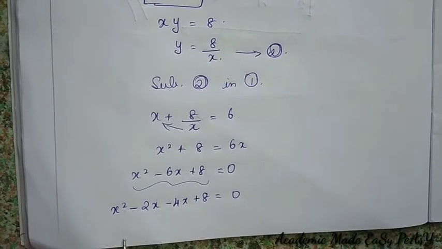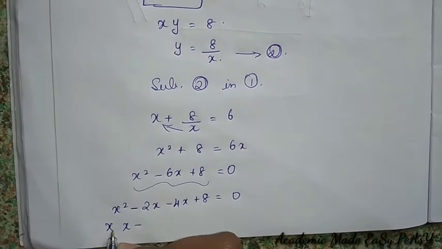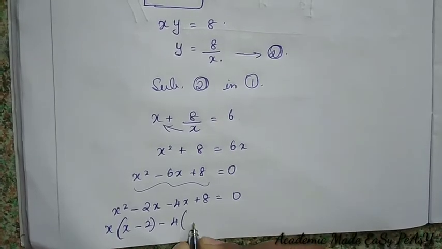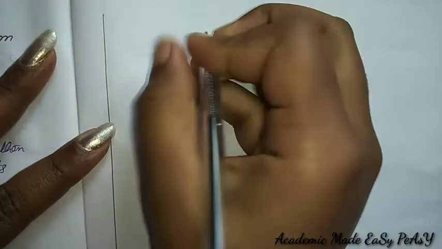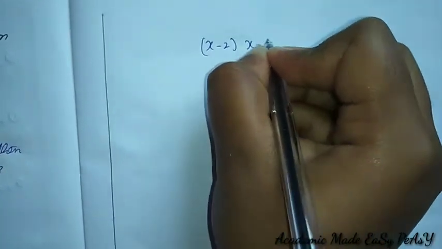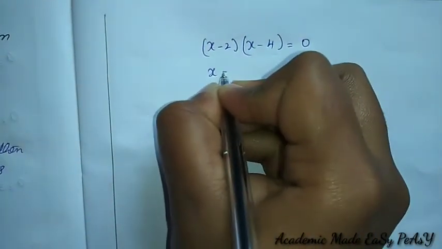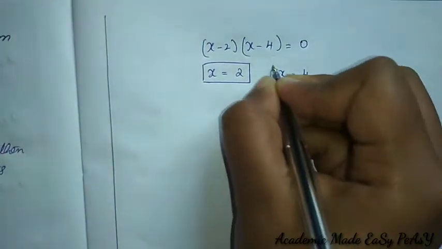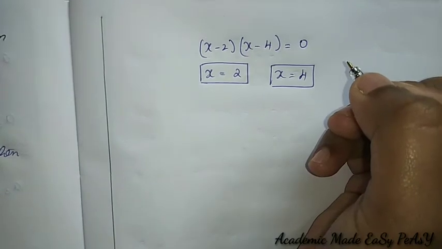So x I will take out. So x minus 2, minus 4. So x minus 2 is equal to 0. So x minus 2 into x minus 4 is equal to 0. So therefore x is equal to 2 and x is equal to 4. So therefore I've got the value for x.